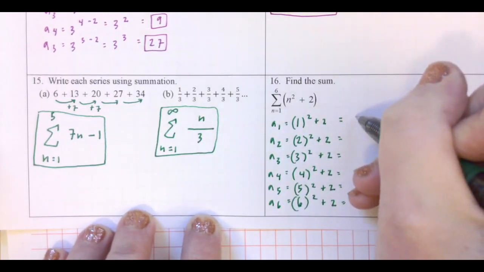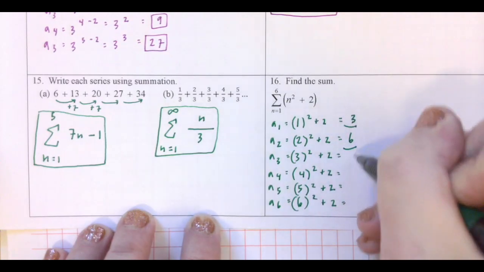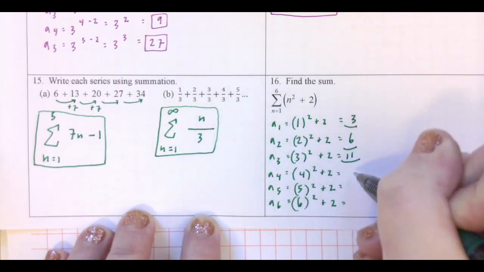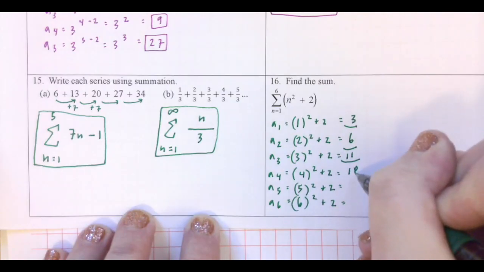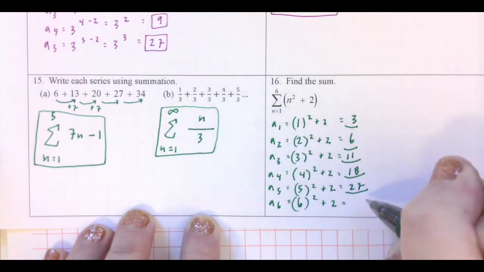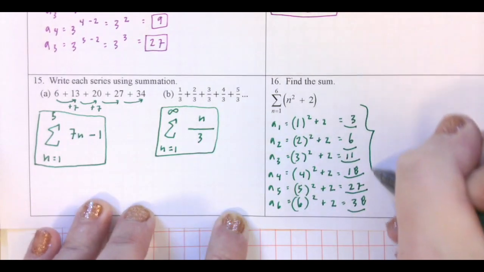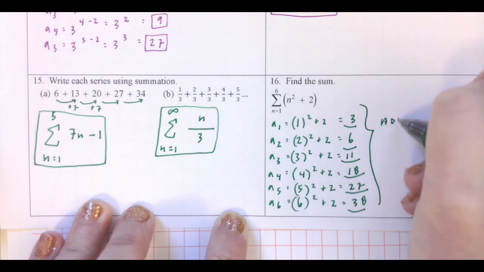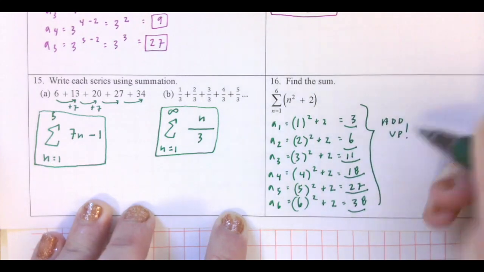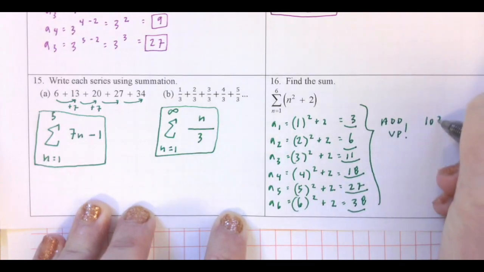All right, so 1 plus 2 is 3, 4 plus 2 is 6, 9 plus 2 is 11, 16 plus 2 is 18, 25 plus 2 is 27, 36 plus 2 is 38. Okay, and then I just got to add them up. And when I add all those up, they sum to 103.